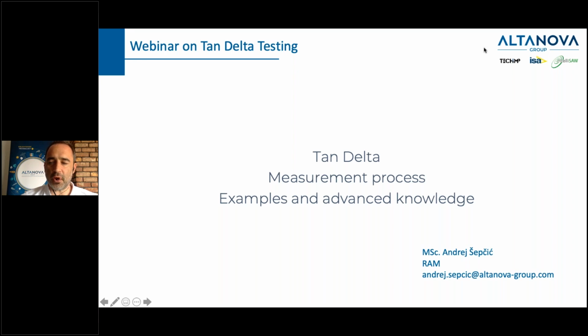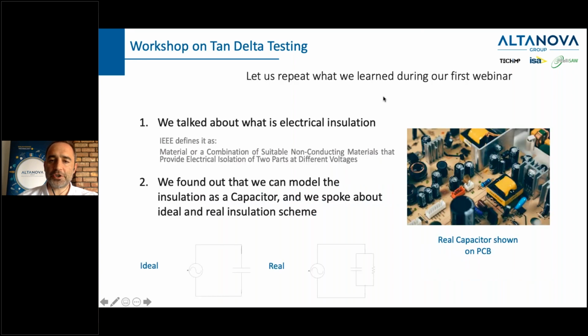So the first step today, I would like us to repeat the knowledge which we gathered last time. Having said that, let us start, and let's say that the first steps, of course, will be the steps of repeating the knowledge which was acquired 5 days ago. So the first thing we talked about last time was an electrical insulation.